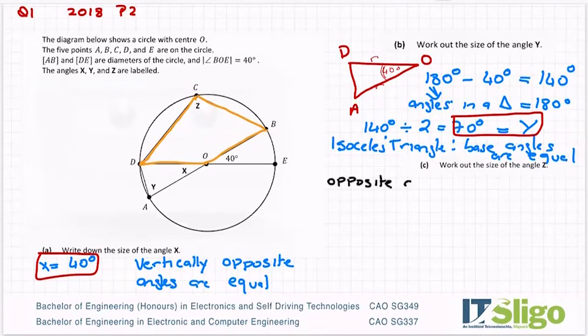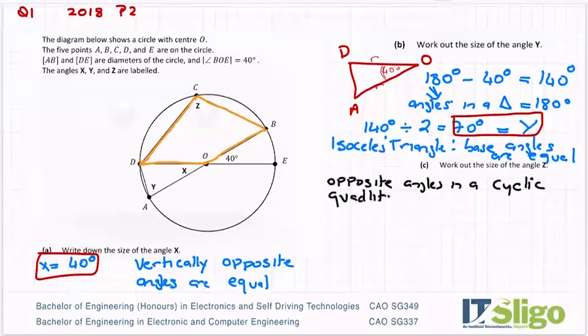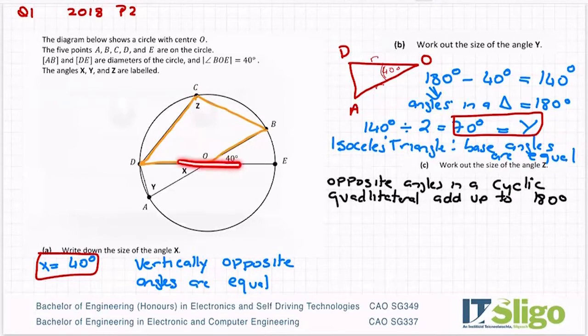So opposite angles in a cyclic quadrilateral add up to 180 degrees. Now in many quadrilaterals, opposite angles are equal in size. Not so with cyclic, but they do add up to 180. So that means I need to know this angle here. To work that out, can you see that you have a 180 degree angle there?